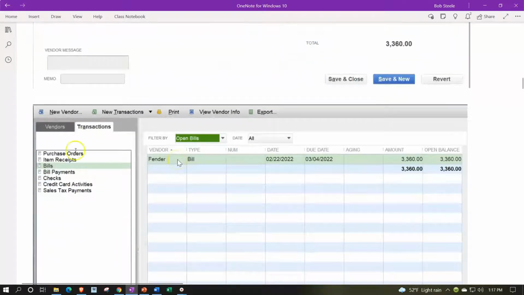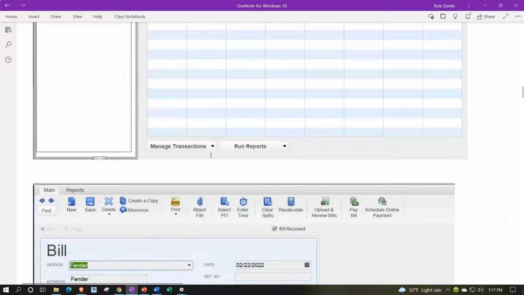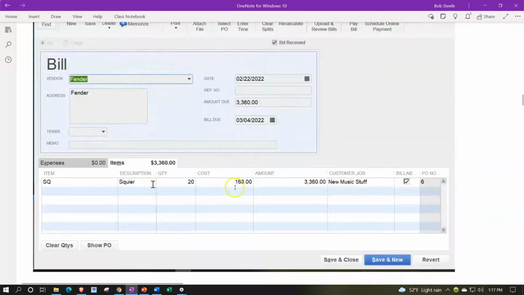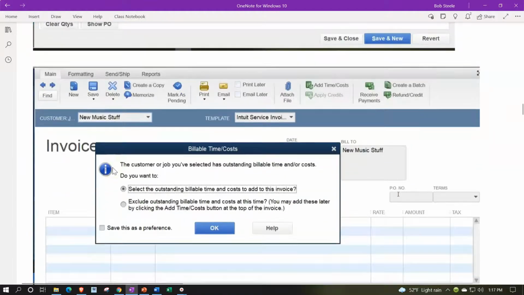So back to the vendor center, now looking at the bills, and we're looking at the open bills this time, and this is going to be the bill of the vendor. So there we have that. There is our bill. You can see that the customer has been pulled through. Once again, it's a billable item, which now can be used to pull into the invoice.